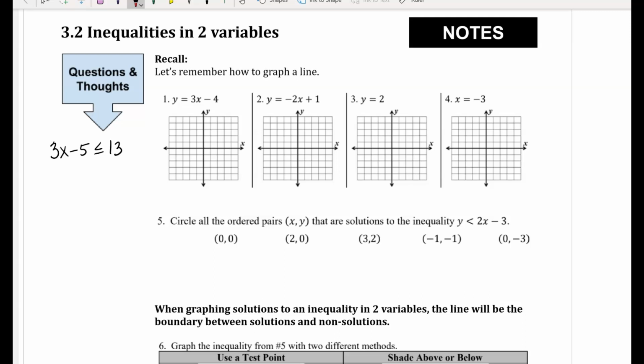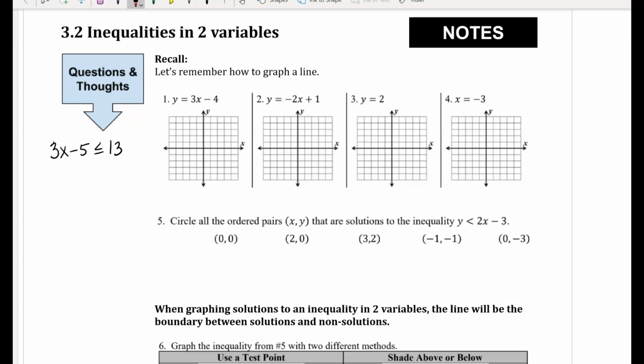In 3.2, we will solve inequalities in two variables. But before we look at two variables, let's go back and review an inequality with one variable. For instance, 3x minus 5 is less than or equal to 13. If you remember, we solved this inequality the same way we solved an equation.